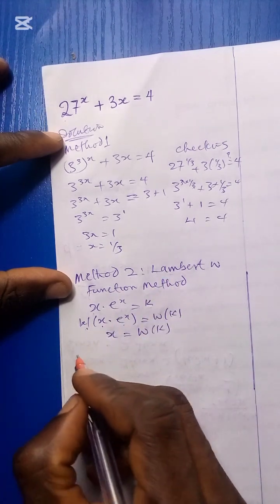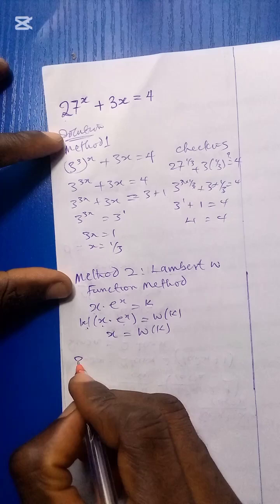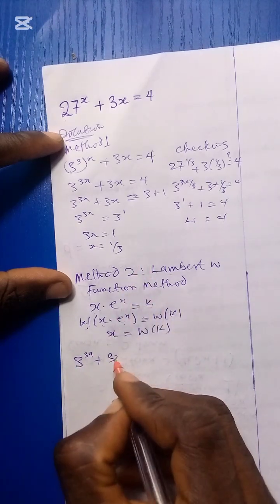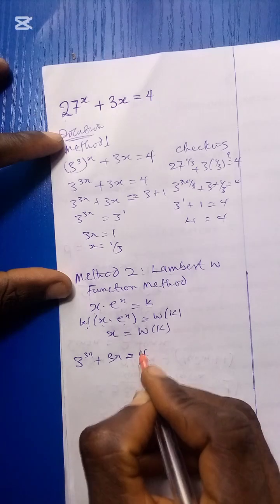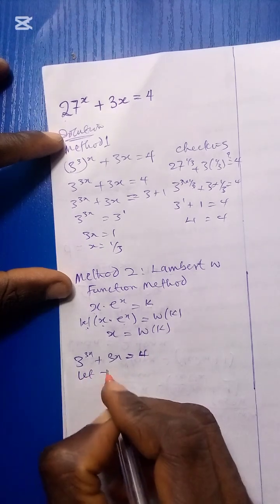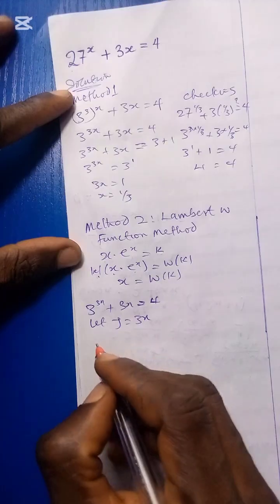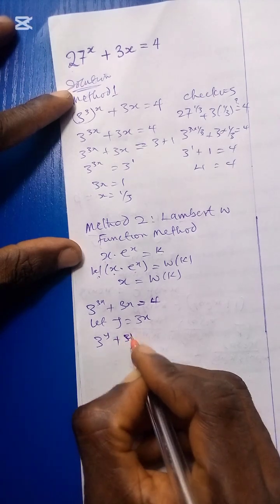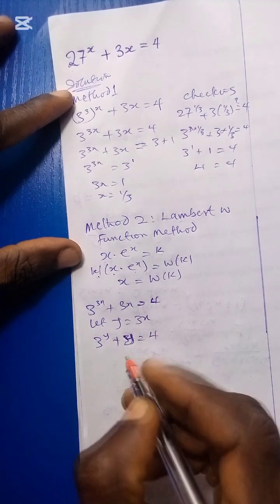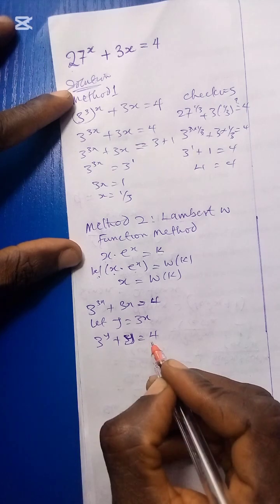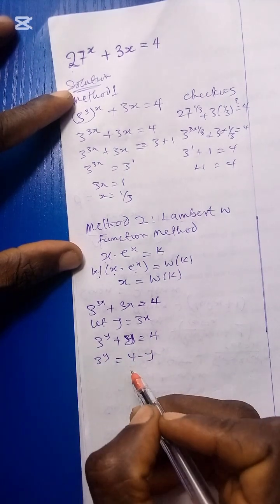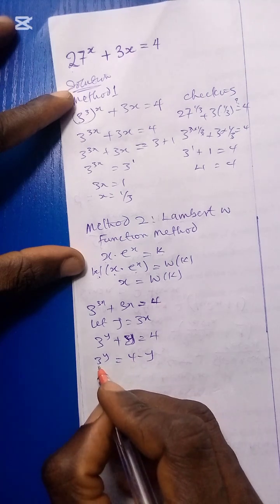So let's proceed. I'm going to rewrite 27 as 3 to the power 3x, plus 3x is equal to 4. Then I will let y equal 3x. Therefore, 3 to the power y plus y is equal to 4. Now I will subtract y from both sides. 3 to the power y is equal to 4 minus y. Then divide both sides by 3 to the power y.